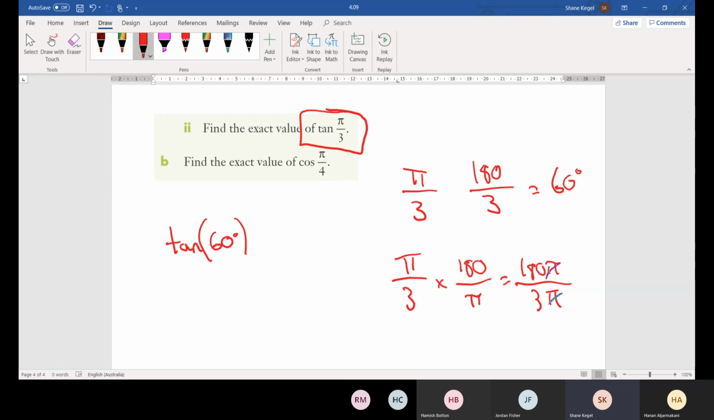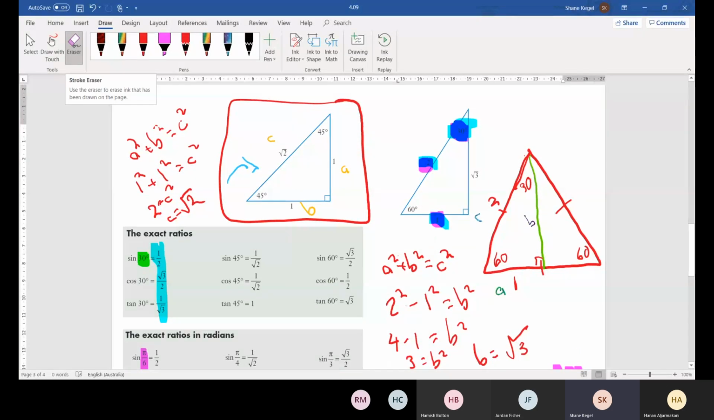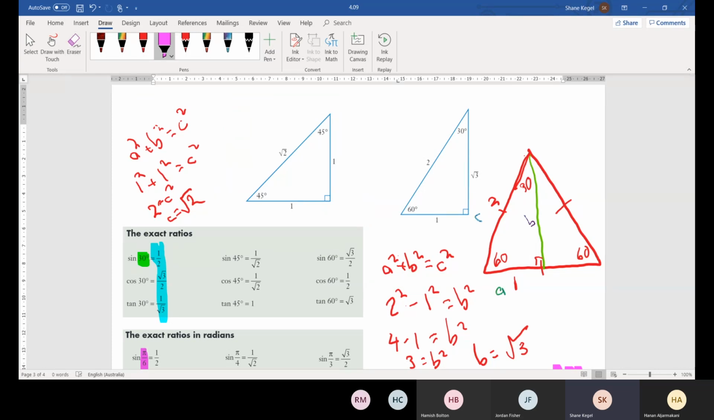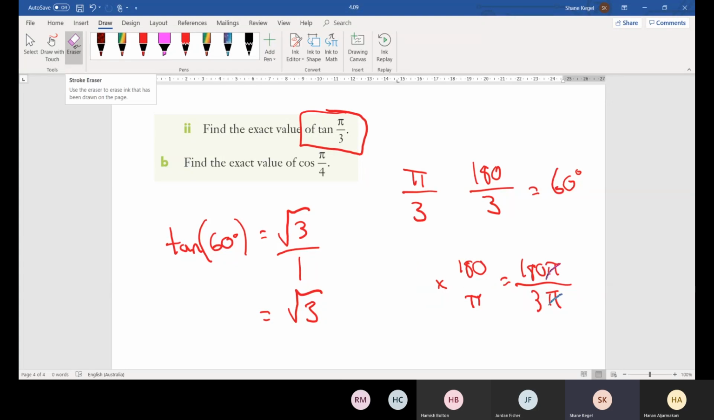So this question is like saying find the exact value of tan 60 degrees. That's where my triangles come into use. So let's first clean them up a bit. Okay, so I look at the triangle, I say the exact value of tan 60 degrees. My 60 degrees is here. I know that tan is opposite over adjacent, so root 3 on 1, or the same as root 3. So tan 60 equals root 3 on 1, or root 3. Perfect.